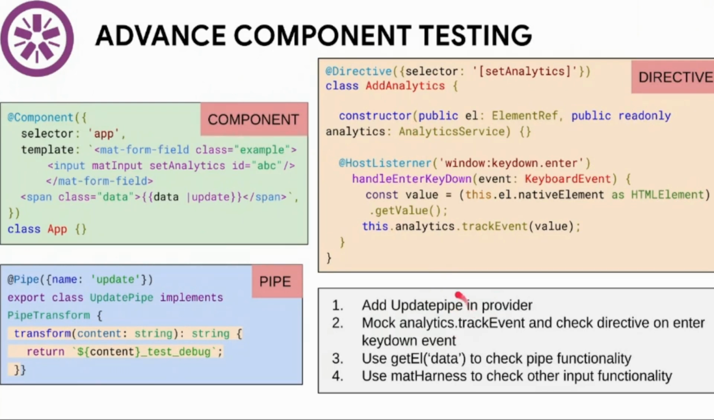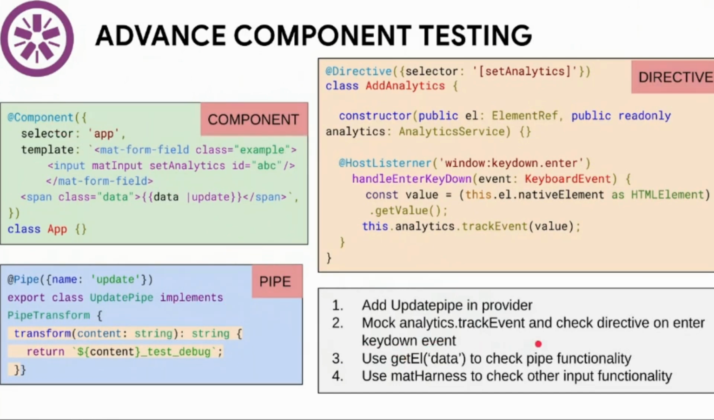Then the next thing is we are going to mock this analytics event. The service is inside this directive. In case any service is inside a directive or inside a pipe, we are going to mock it in this component, because this component is using them. So directly we can mock the analytics track event, and if there is any other service, say an authorization service in the pipe, we are going to mock them inside our component test case.